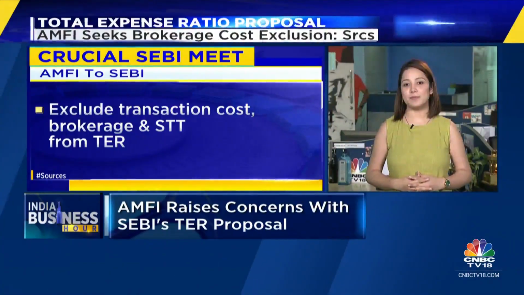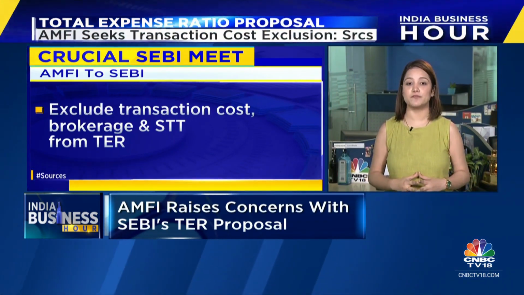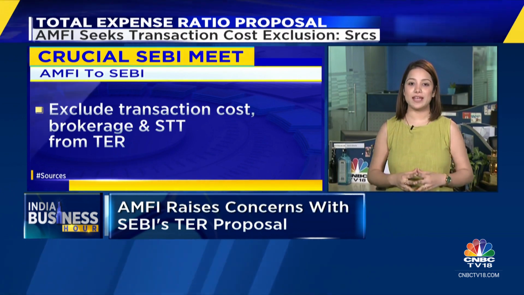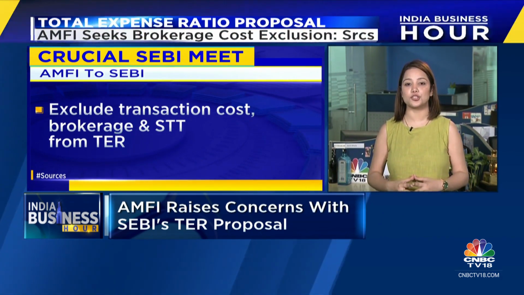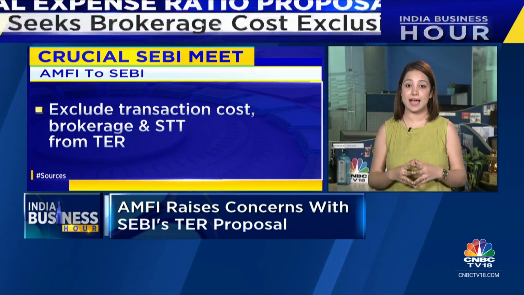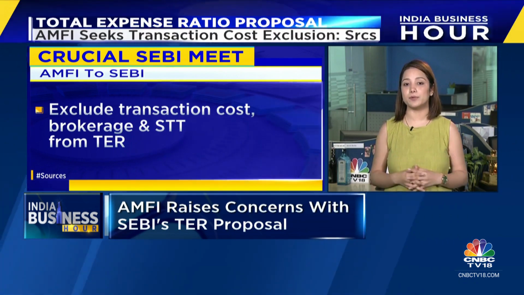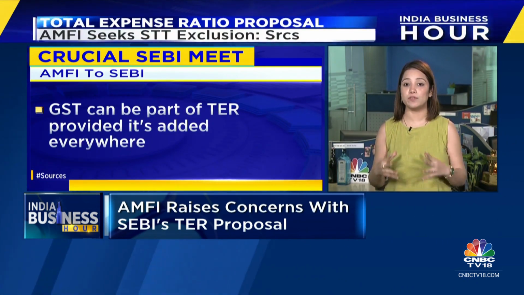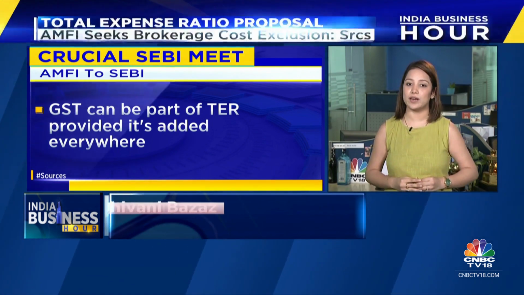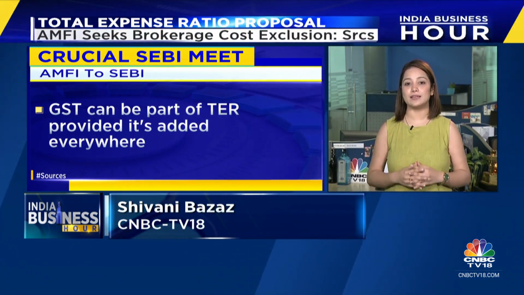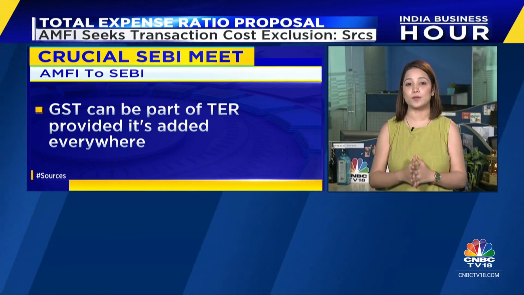Well, yes, ahead of the SEBI board meeting that is likely to discuss the proposed TER changes, CNBC-TV18 has learned from industry sources that industry body AMFI has written to SEBI raising pertinent questions over the inclusion of GST, transaction costs, security transaction tax and brokerage in the total expense ratio. AMFI has said that the industry is agreeable to add GST to the total expense ratio, even though as a principle, GST being a statutory levy should be charged over and above TER. So AMFI has told SEBI that the tax can be made a part of the TER in such a way that the GST is added at all possible levels.